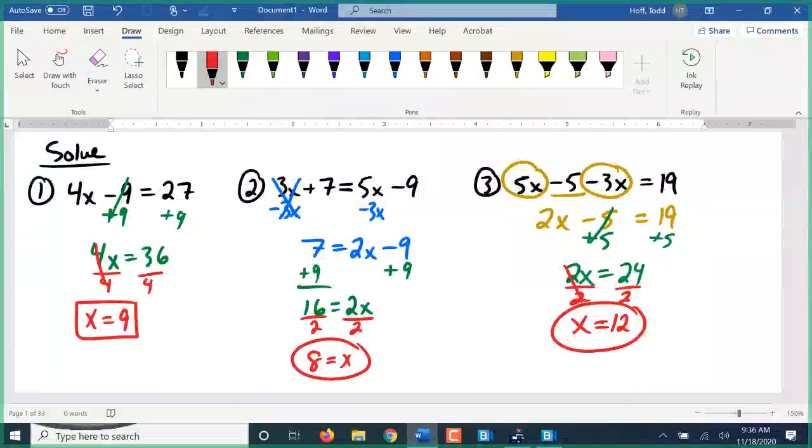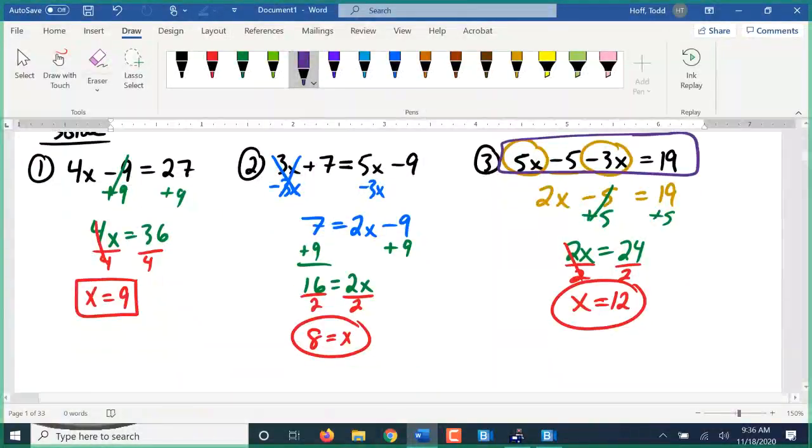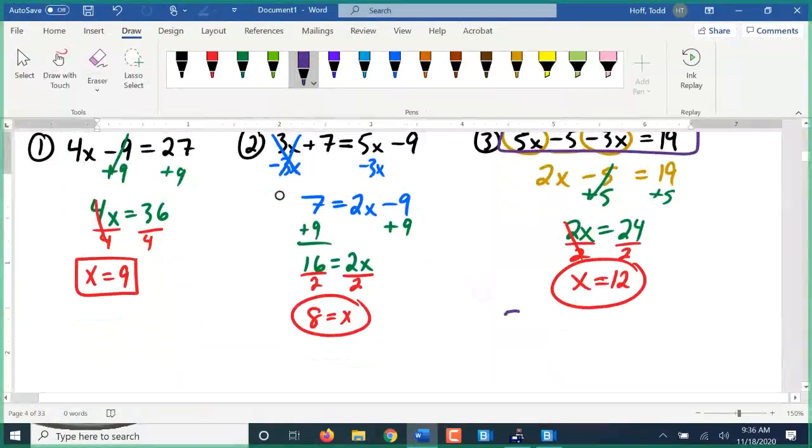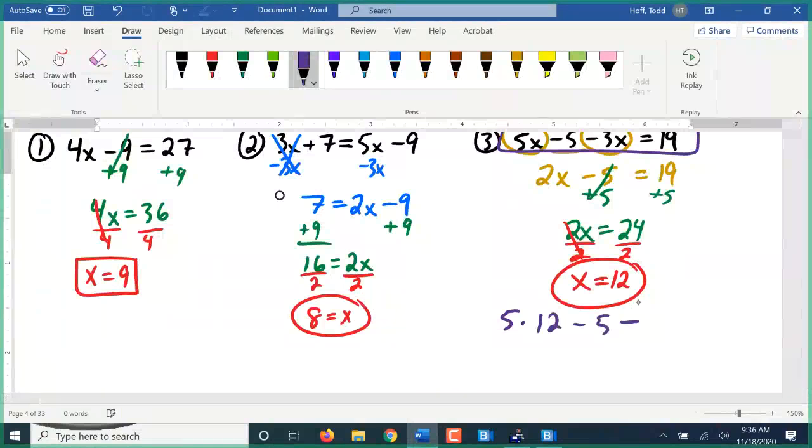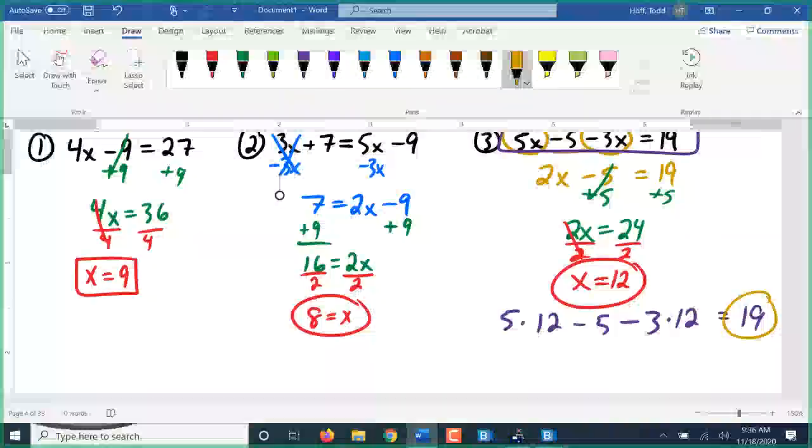Now, of course, for all of these, I could go back to the original equation and double check. I could go back up here, replace x with 12. So 5x would become 5 times 12, minus 5, minus 3x becomes 3 times 12, equals 19. And double check to make sure I get 19 on the left side to match my 19 on the right side.